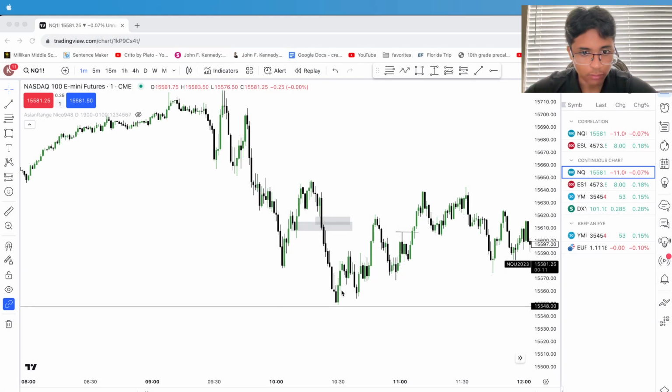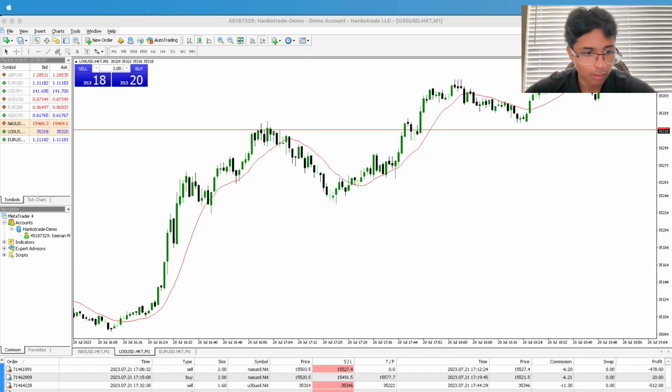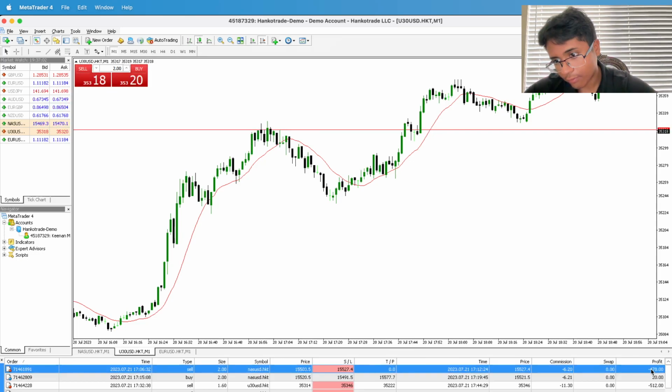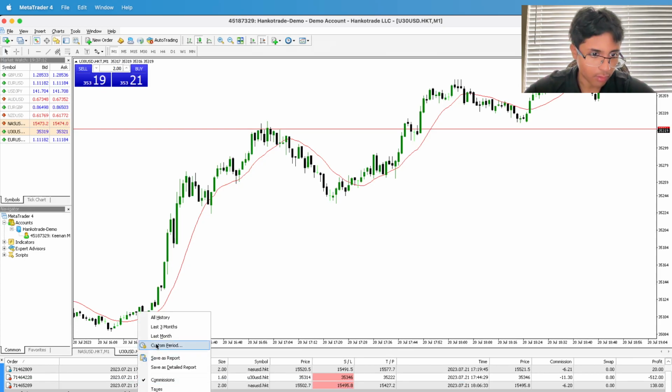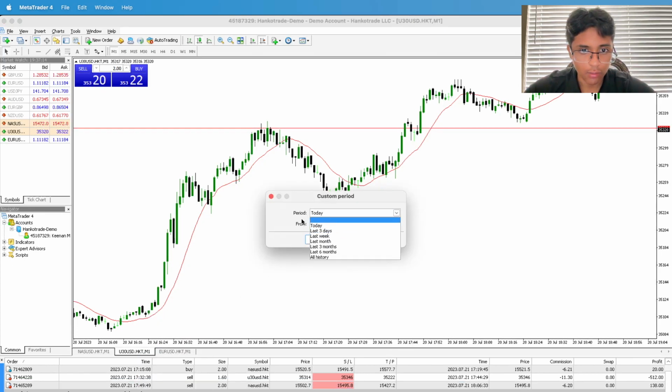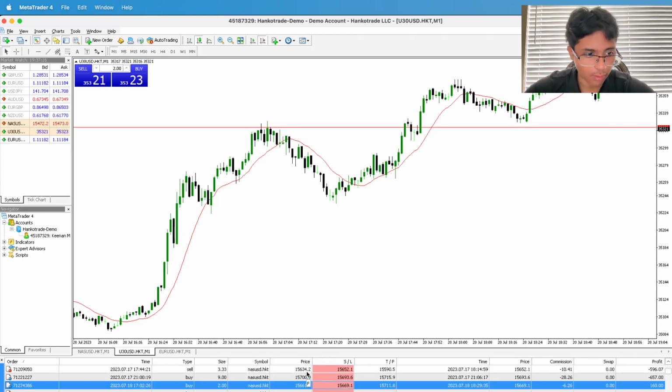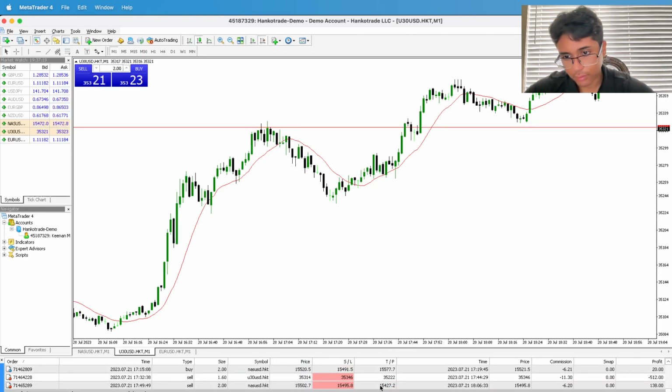And as you can see on MT4, hold on. As you can see on MT4, we took a 0.5% loss, break even, 0.5% break even, 0.5% break even, for a negative 1.6% loss today. So yeah, that's today. And if you see custom period, for the last week, we're down around 3.5%, almost 4%.